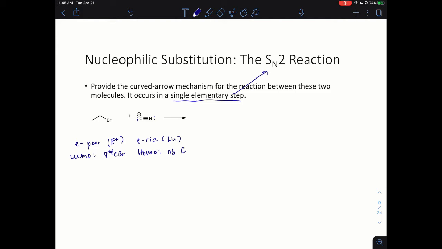Well, carbon has higher energy electrons than nitrogen. And so we will see reaction from carbon. So these electrons on carbon will attack sigma star C-Br. Filling sigma star breaks the sigma bond. Also, you can't make 5 bonds to carbon. And so we will end up here with the substitution product and the leaving group.